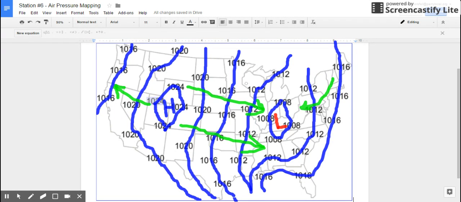All right, this is our finished map. We have our isobars, our high and our low air pressures, and we have our wind direction.